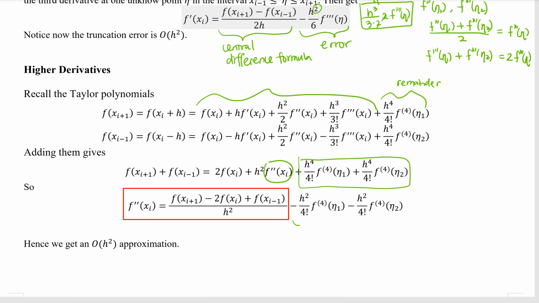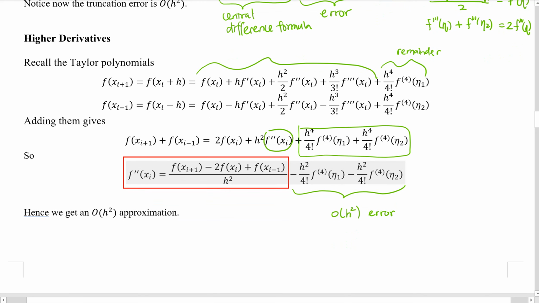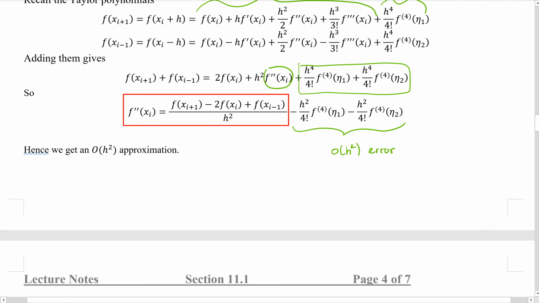And you can see, because it's h squared, this is also a second order error. Okay? And this is the central difference formula for the second derivative. Okay. And it needs 3 points. So for the first derivative, we just need 2 points to approximate. For the second derivative, we need 3 points to approximate. For the third derivative, we're gonna need 4 points, etc.